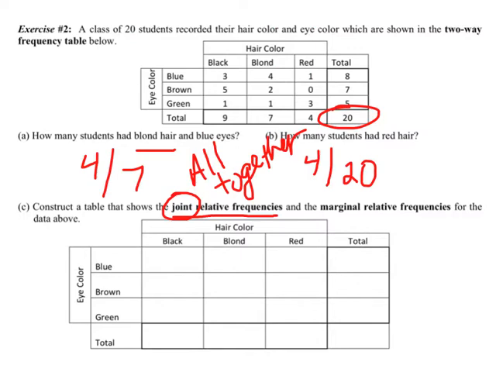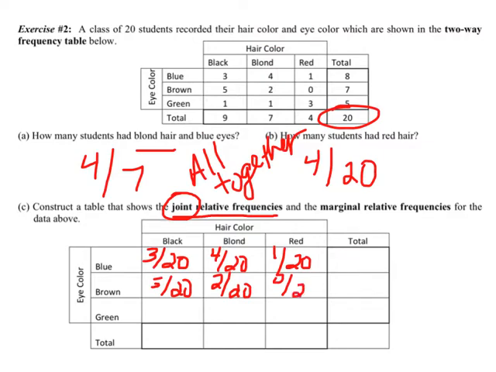So my joint relative frequency for blue is 3 out of 20. Blonde hair, 4 out of 20. Red hair, 1 out of 20. And don't forget, I could turn all these into percentages. 5 out of 20. 2 out of 20. 0 out of 20. 1 out of 20, 1 out of 20, 3 out of 20.